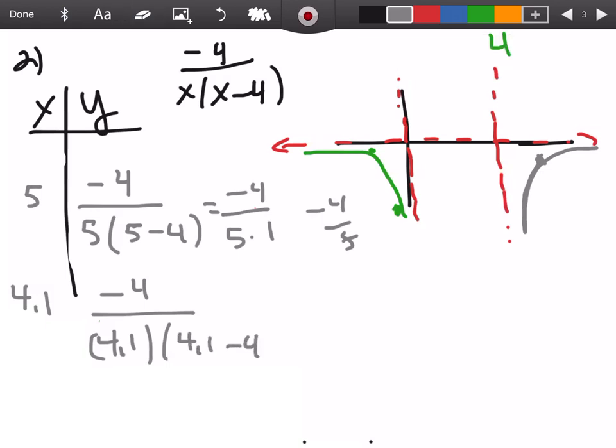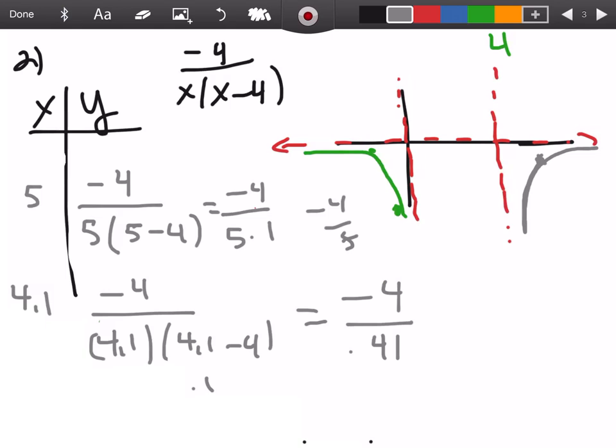4.1 minus 4. Now once again, 4.1 minus 4 is still a positive number. It's going to be a very small positive number. It's going to be 0.1. But then 0.1 times 4.1 is going to be 0.41. It's still positive though, that's the key.